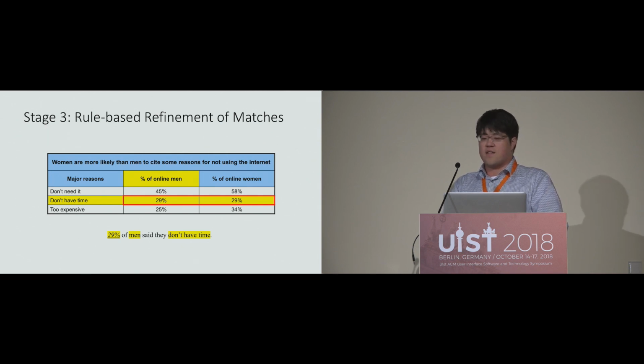The next rule handles ambiguities in matches found in stage 2. Performing stage 2 on the same table as before with the sentence "29% of men said they don't have time" results in the phrase 29% matching with two cells in the table. To handle such ambiguities, we filter out matches that do not belong in this intersection of the matched headers. For more rules we use in our system, please refer to our paper.